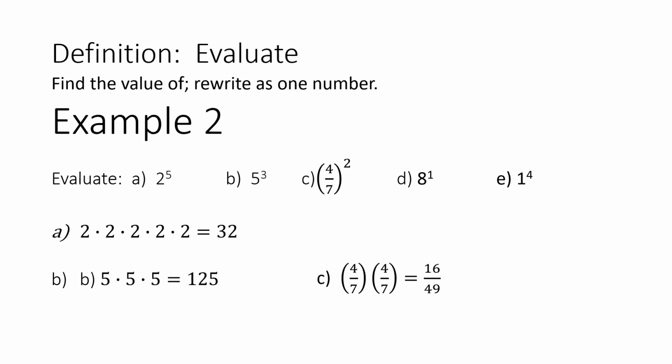When we're working with a fraction, we just multiply the numerator and the denominator the number of times indicated by the exponent. So in this case, 4 times 4, which is 16, and 7 times 7, which is 49. 16 and 49 don't have any common factors, so we don't need to reduce this.